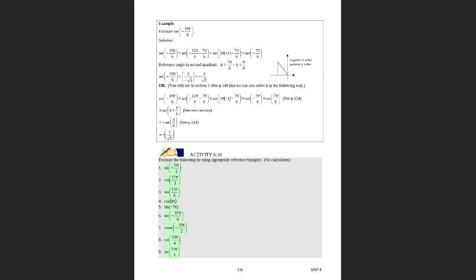Now, our next one, we have 8 pi. 8 pi can be 4 times 2 pi plus 0. So it can be the same as cos 0. And cos 0 is the same as 1.